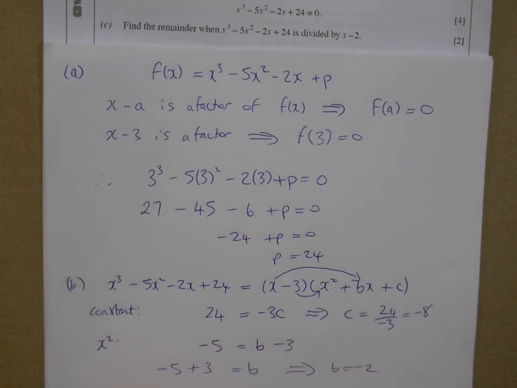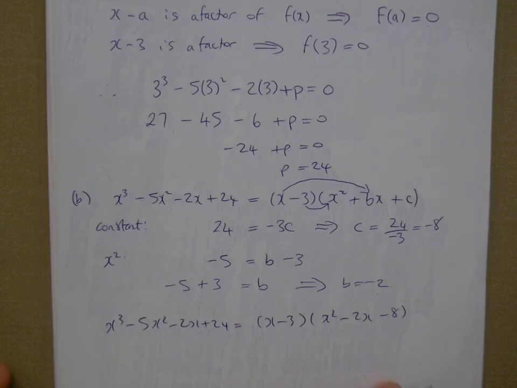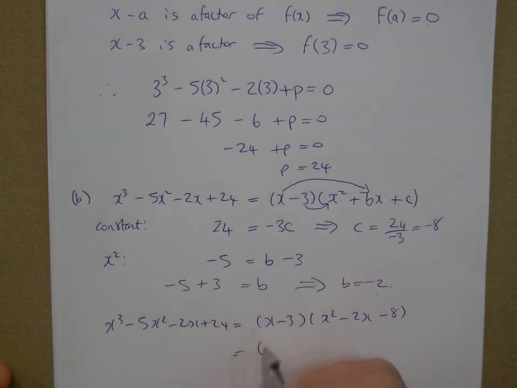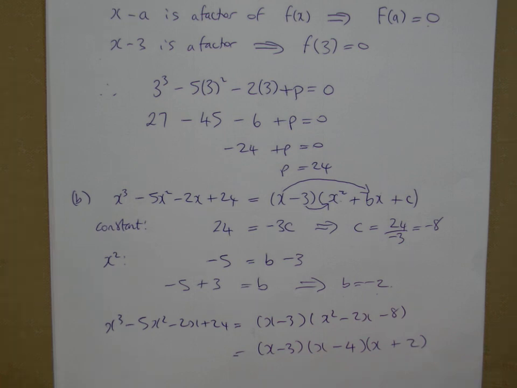Okay, so I can then put in my b, which is minus 2, and put in my c, which is minus 8, okay? So I'm replacing them in here then. B is minus 2, c is minus 8. And then I'm going to factorize this quadratic here. I can do that quite simply this time. I need two numbers that multiply to give minus 8 and add up to give minus 2. Now those two numbers, okay, if you think about it, will be minus 4 and plus 2.